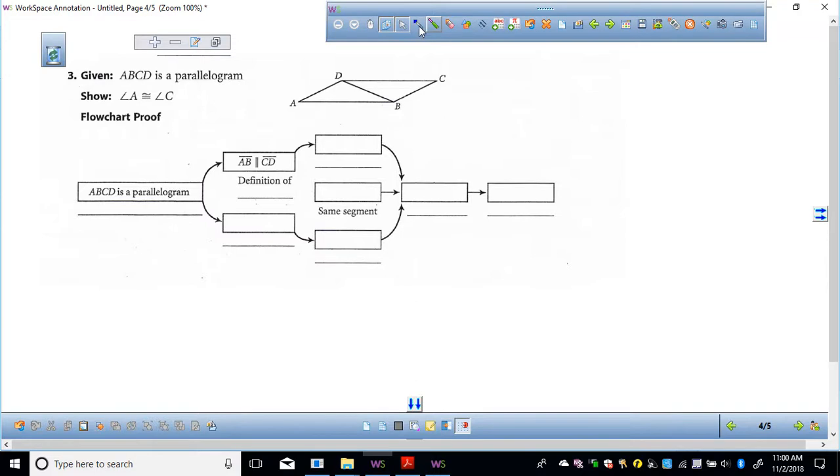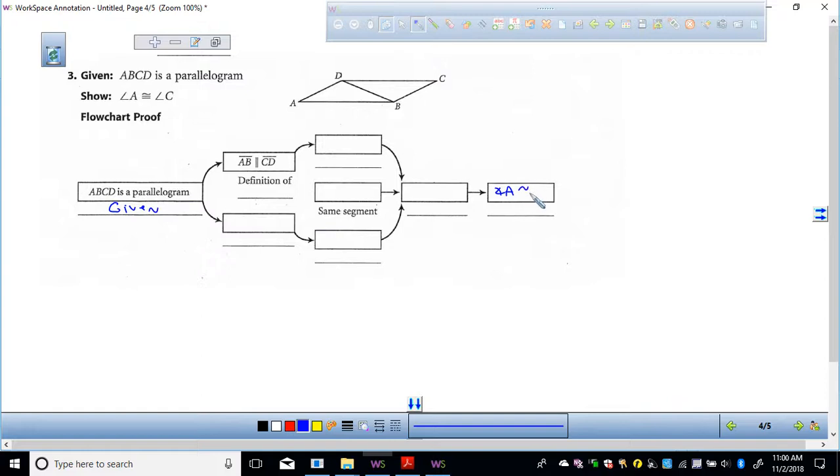All right, so this one, ABCD is a parallelogram. You're trying to prove that angle A over here is congruent to angle C over here, right? What goes here? So some things you could do without even thinking about it, right? This is given, right? What do you think is going to go way over here? Angle A equals angle C. So always the thing that you're trying to prove, that comes at the end, right?